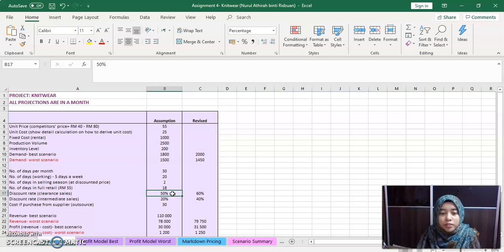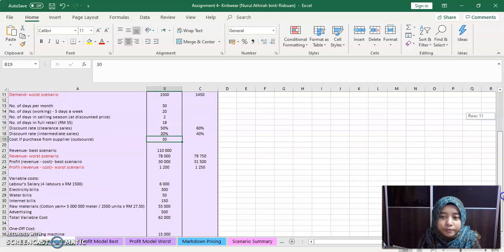Discount rate for the clearance sales is 50% and the intermediate sales is 20%. Cost if purchased from supplier is 30 ringgit. This means when my workers are sick or we have a problem with our machine, so we need to purchase from supplier for 30 ringgit.